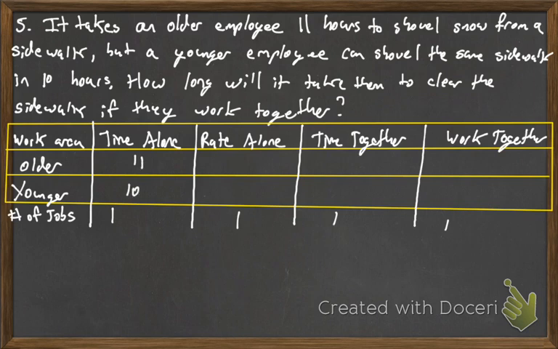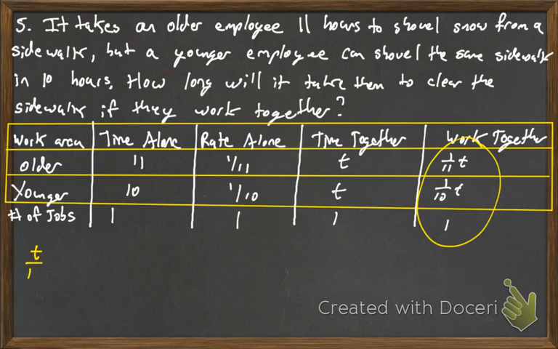Okay, so the older employee takes 11 hours, the younger takes 10. So the rates will be the reciprocals, 1 over 11 and 1 over 10. Time together is what we're trying to figure out. That's going to be T. Work together, work is rate times time, so 1 over 11 times T, and then 1 over 10 times T. That's your equation. 1 over 11 times T plus 1 over 10 times T equals 1. So that's going to be T over 11 plus T over 10, and that's going to be equal to 1.